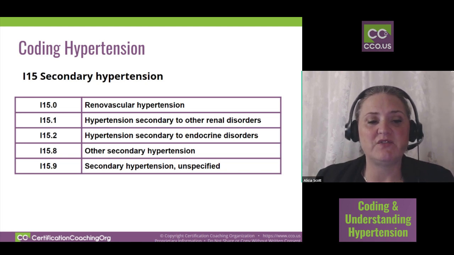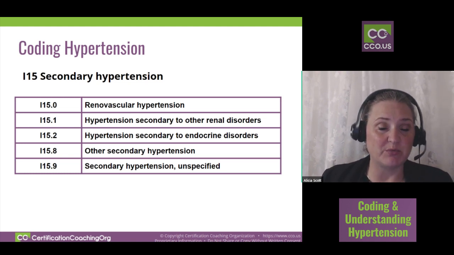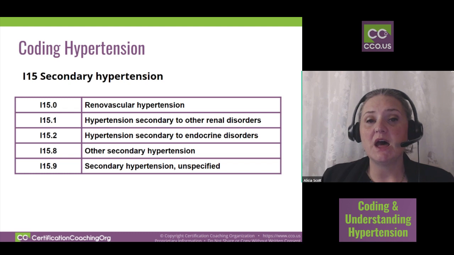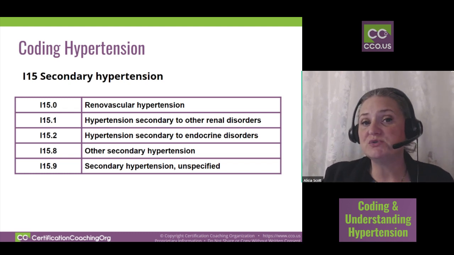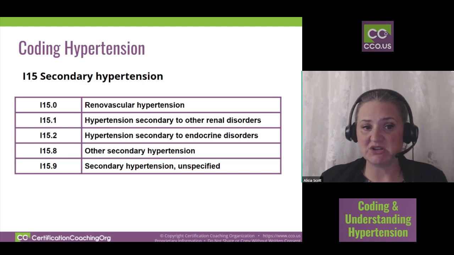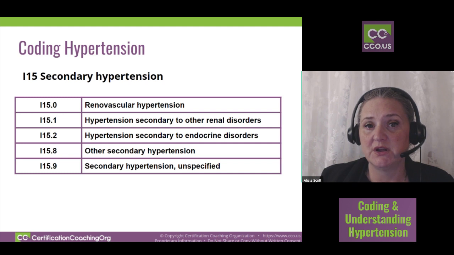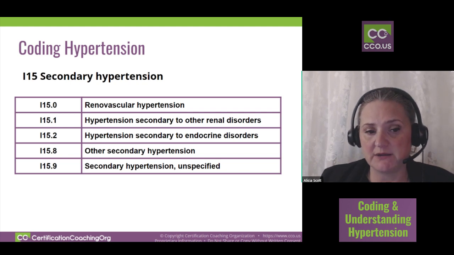And then I15.8, other secondary hypertension. What does other stand for? It's usually coded with a .8. Other means it is documented. The provider knows what it is. They've documented it, but there's not a code for it because we only have 5 codes for secondary hypertensions. And until there's a code for it, we would code I15.8.